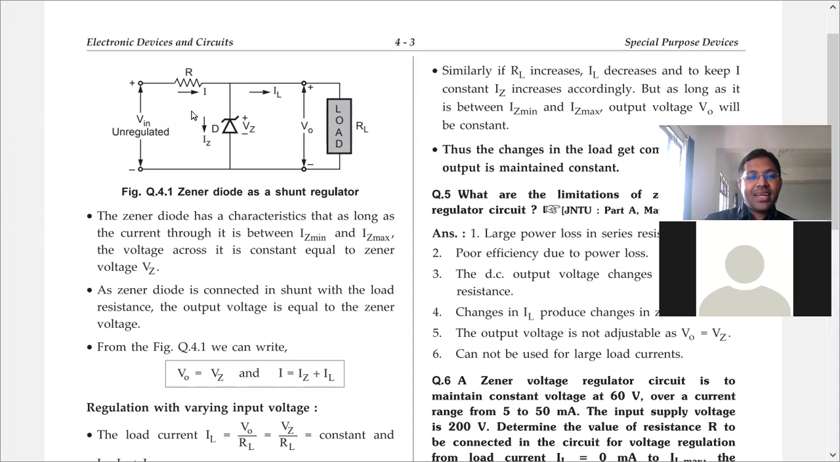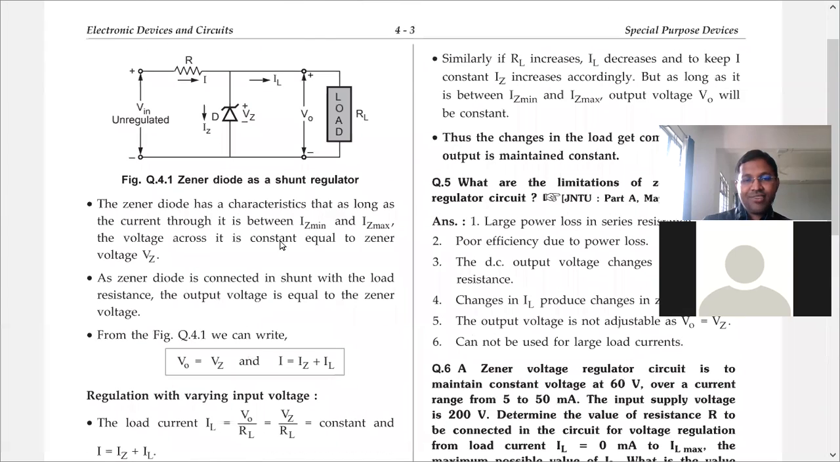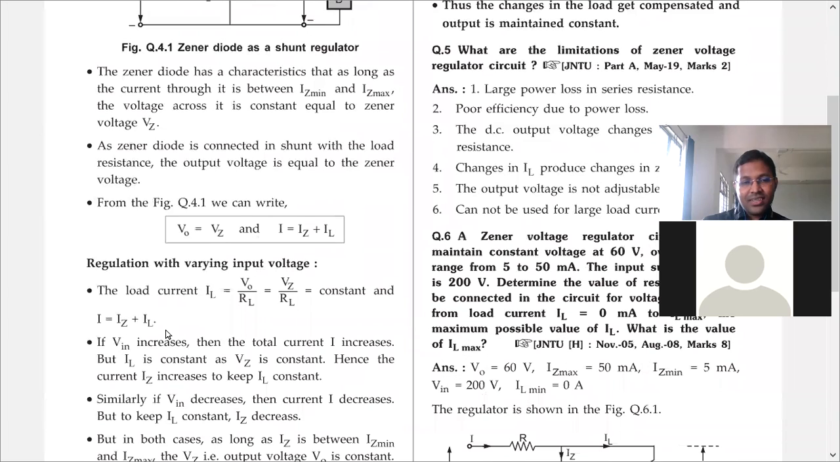Can anybody tell me the mathematical expression for IL? Use Ohm's law, voltage by resistance. So IL will be what? IL is V naught by RL. Very good. And just now we have seen V naught is equal to Vz. So we can say IL is V naught by RL, or because V naught is Vz, we can say it as Vz by RL.